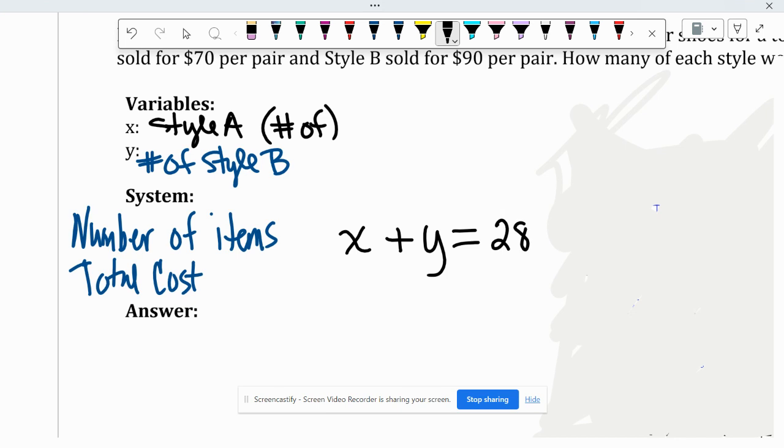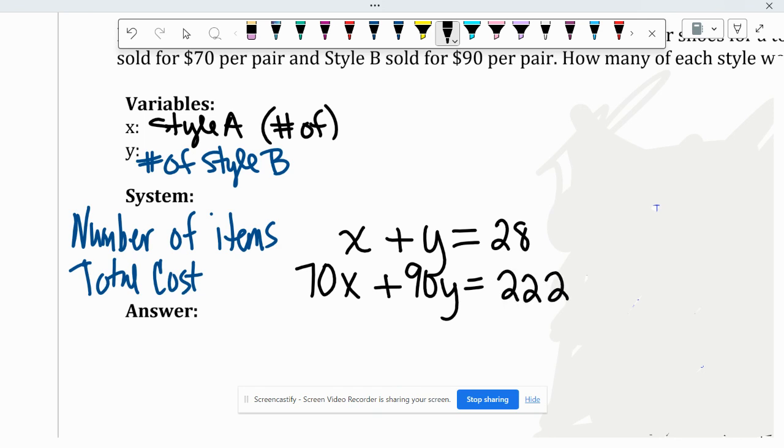The next equation that we write has to deal with money. How much does it cost for a style A trainer? 70 times however many style A trainers we sold, plus how much does it cost for a style B trainer? Plus 90 times however many style B trainers we sold, cost a total of how much money?